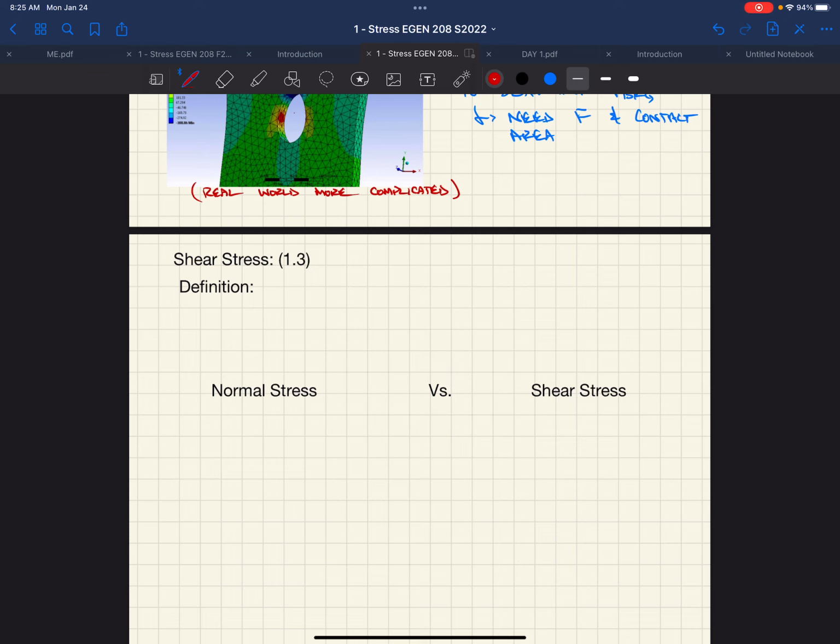Well, now we're looking at shear stress, which is the intensity of the force parallel to the internal force.